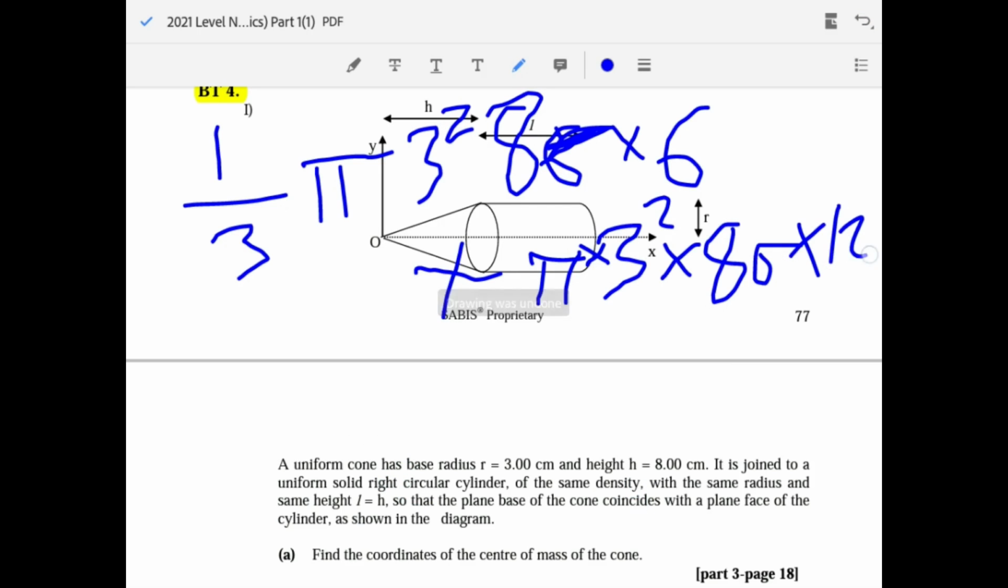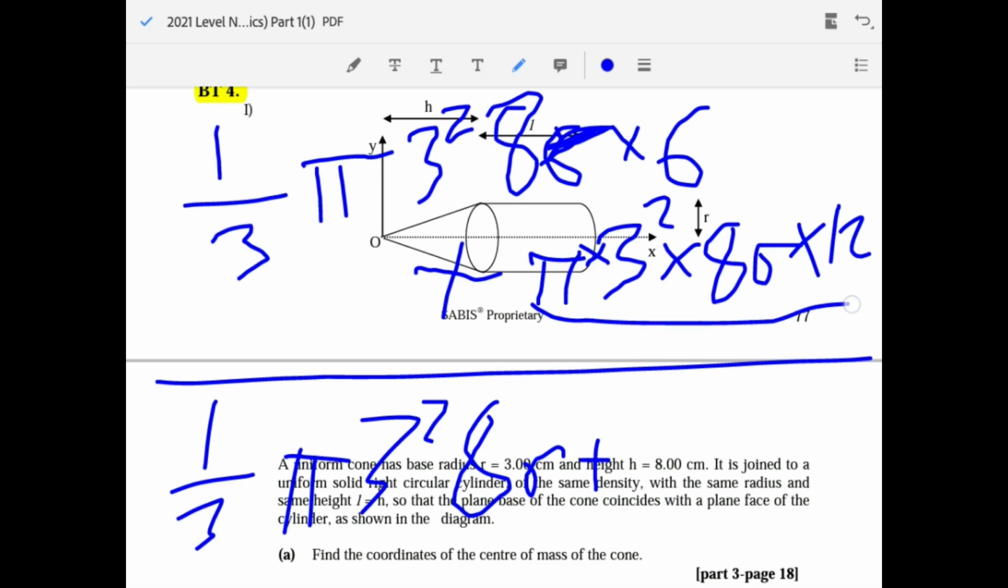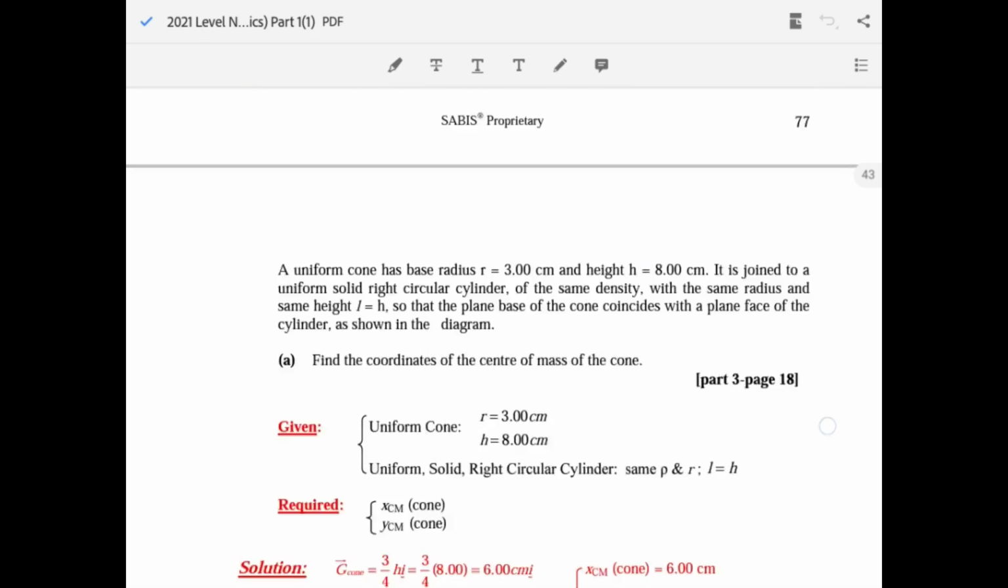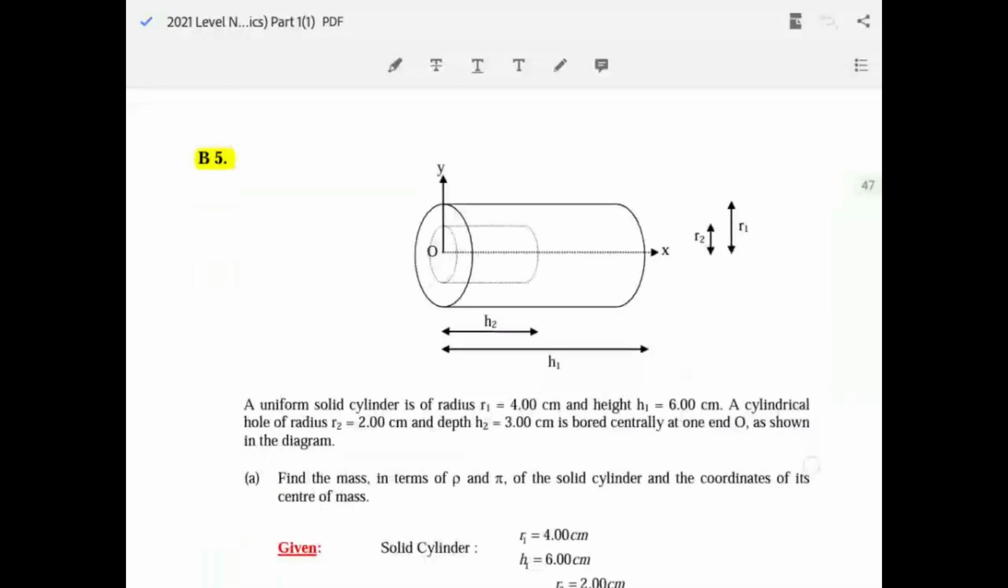So times 12 over total mass, which is 1 over 3 pi 3 squared 8 sigma plus here pi 3 squared times 8 sigma. When you simplify it, cancel the sigma, then you're left with no variables and just constants. You plug into your calculator and you solve. And that's everything for that question.